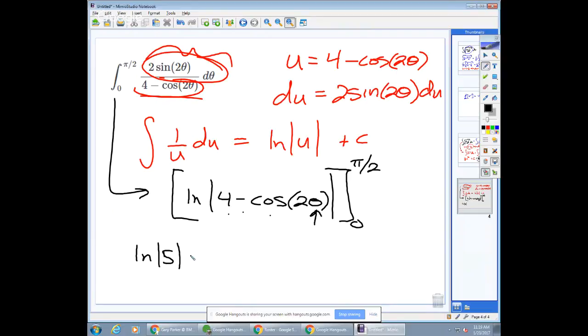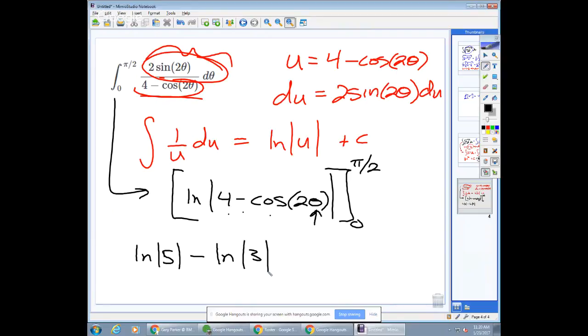And then we have to subtract when we plug in 0. What happens when we plug in 0? Cosine of 0 is 1. 4 minus 1 is 3. So it looks like I have the natural log of the absolute value of 3.